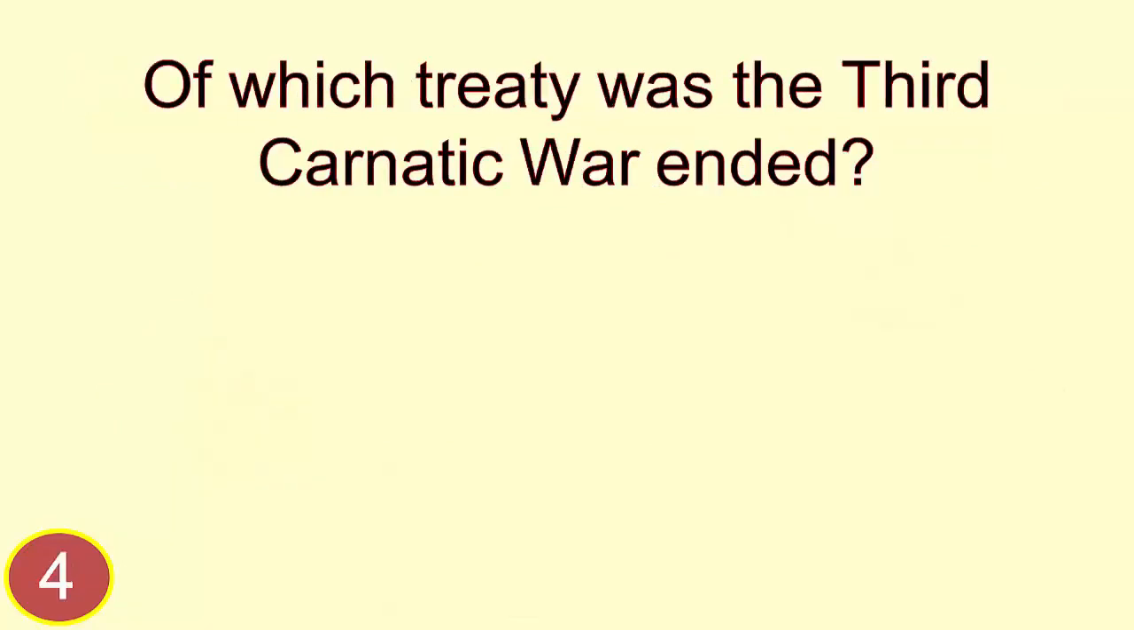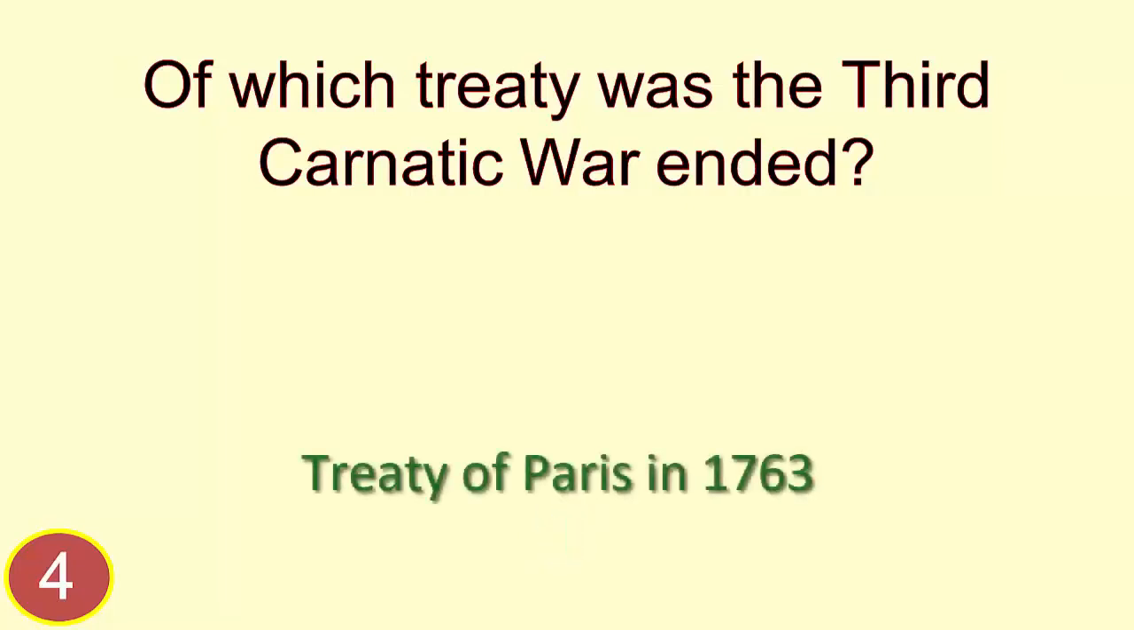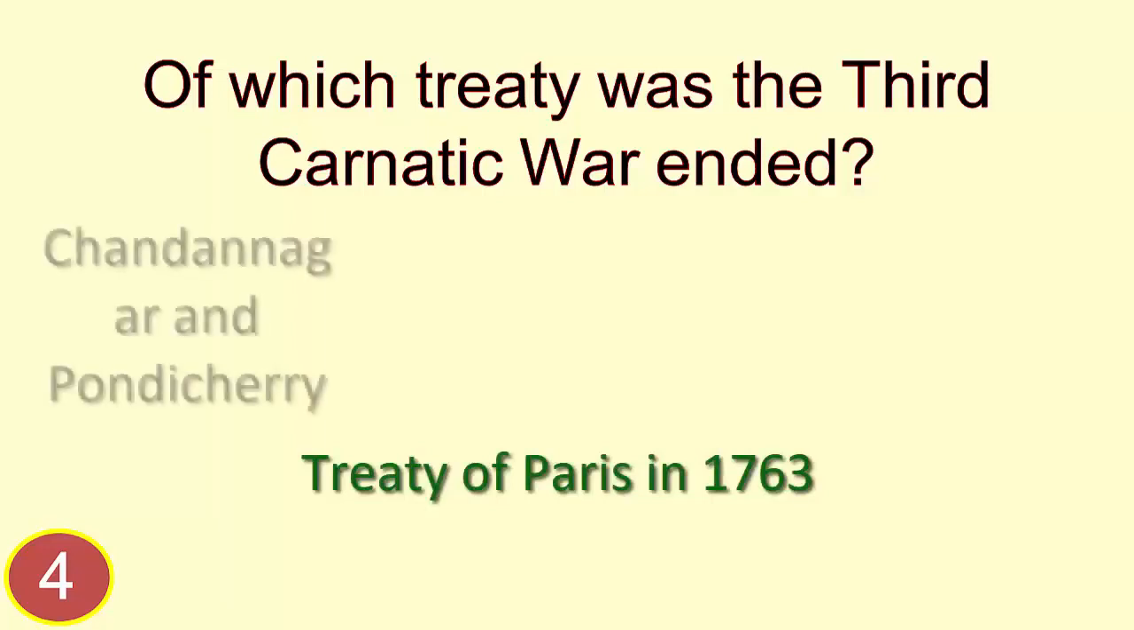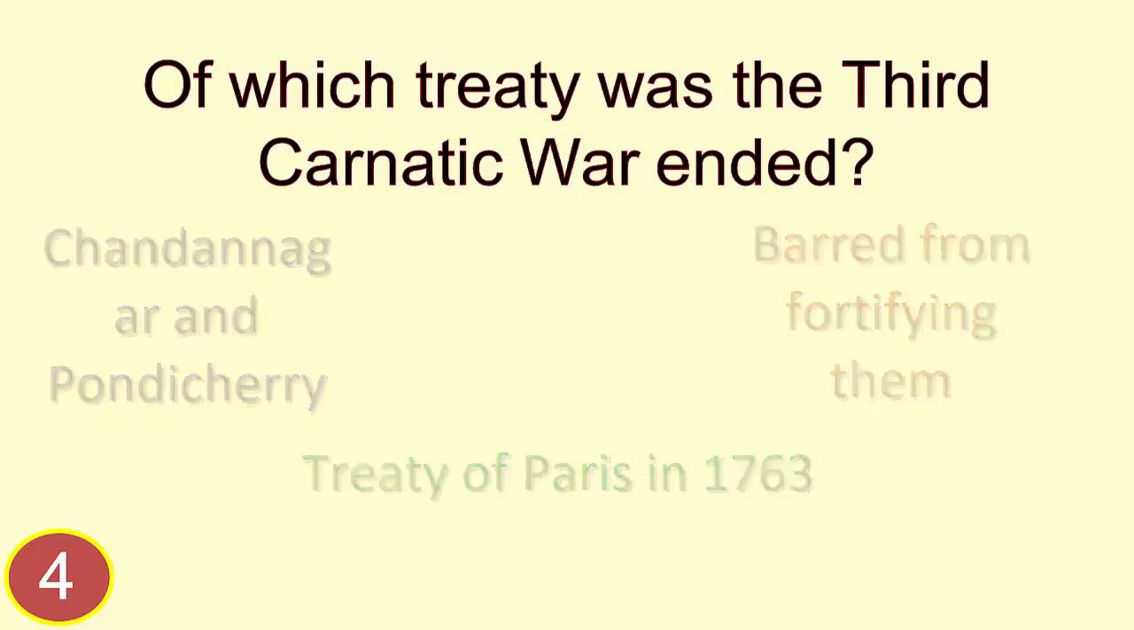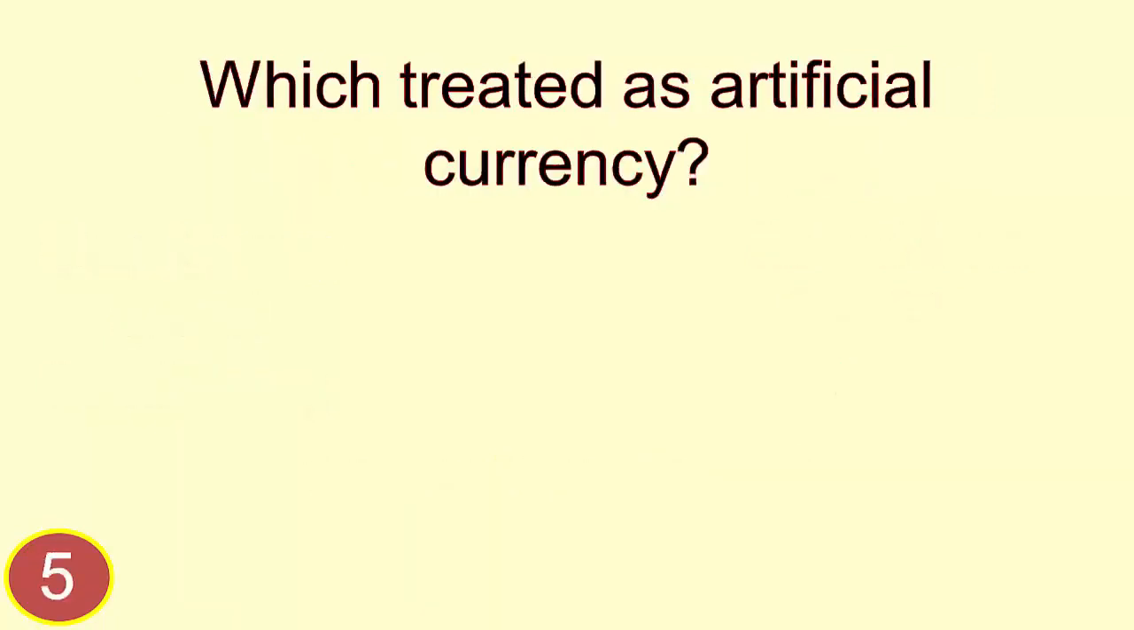By which treaty was the Third Carnatic War ended? The war ended with the Treaty of Paris in 1763. As per the treaty, Chandernagore and Pondicherry were returned to France, but they were barred from fortifying them or having troops in them. What is created as artificial currency?